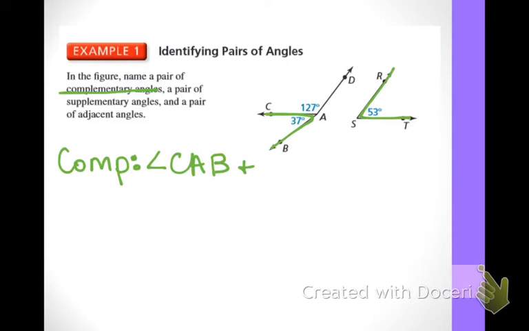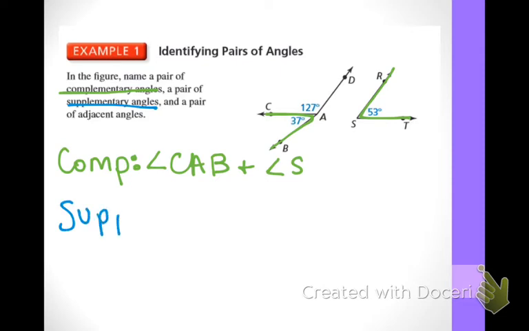To name the 53-degree angle, what could you do? Yes, so you could say angle S. You could say angle RST. You could say angle TSR. Same thing.